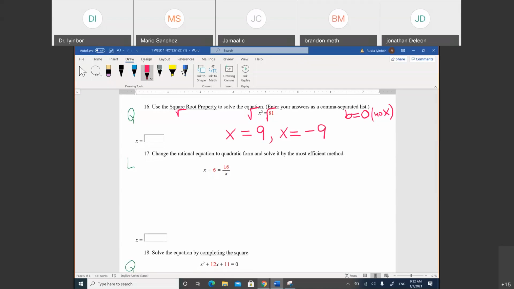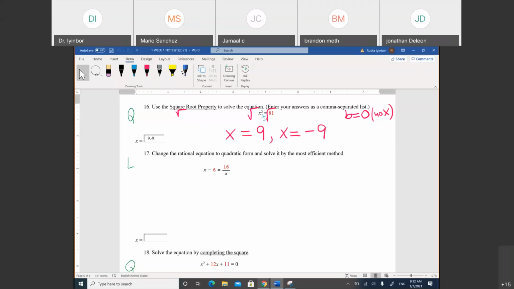So always when you take square root of a number, you should remember to put plus or minus. And that's how you get the two answers. Okay? So my answers are going to be 9 and negative 9, or negative 9 and 9, doesn't matter which one you put first. Okay? Any questions? So square root property is a fast way to do it. Just take square root. But here we have to have x squared equals number. Okay?